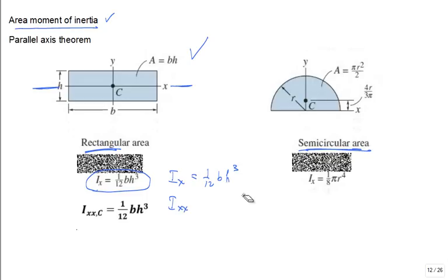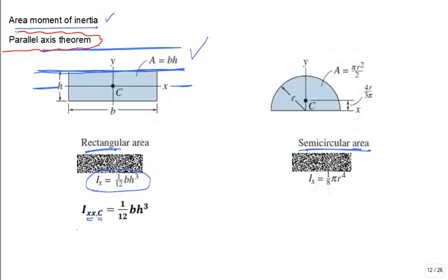I would prefer that they write it like this, with the XX with the C. What do you mean with a C? The x-axis going through the centroid of that area. Isn't this axis right here parallel to the x-axis? It's a different axis, but it's parallel. That reminds me, we have a very famous theorem. I want to see if you can recall the parallel axis theorem.